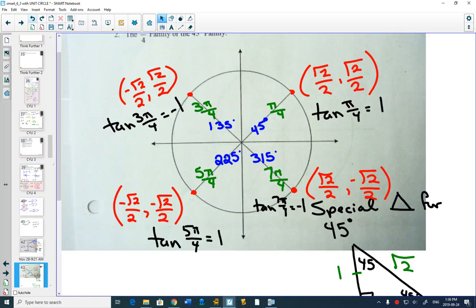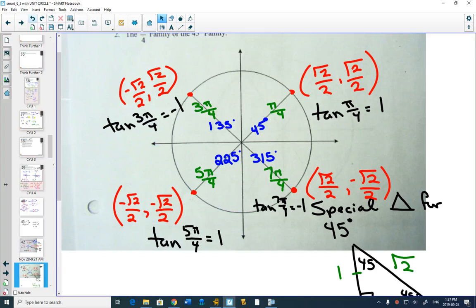What does the CAST rule say in quadrant 2? Only sine should be positive. Sine is which coordinate? The y coordinate. Makes sense. The x coordinate's negative. Big idea, tan is sine over cos. Well, a positive number divided by a negative number is going to be negative. Tan will also be negative.